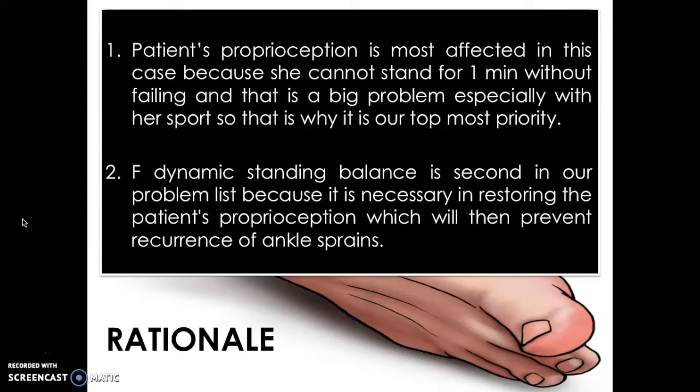We prioritize proprioception because this is the major factor that we look at to determine the possible recurrence of an ankle sprain. And according to the FA, the number of failures the patient had in 1 minute was significantly high, which is why we put it as our topmost priority. This is followed by the fair dynamic standing balance. We want to address this because we want to prevent the recurrence of the ankle sprains.